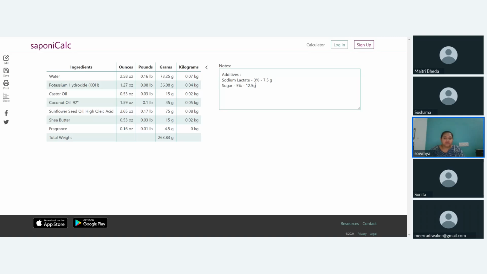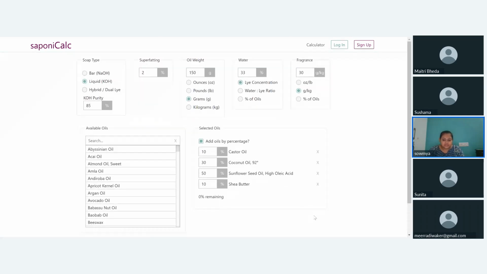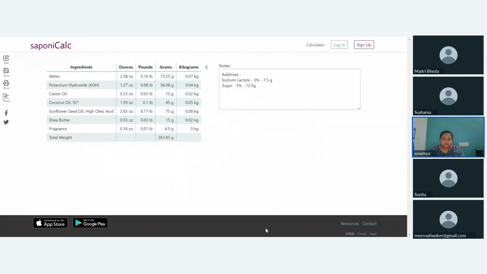So additives also I have added. Sodium lactate: once you make your potassium hydroxide solution, you can add 3% sodium lactate. I changed the batch size to 150 grams, so I will recalculate. I had calculated and kept it for 250 grams. So for 150 grams, it will be 3 divided by 100 into 150, which is 4.5 grams.